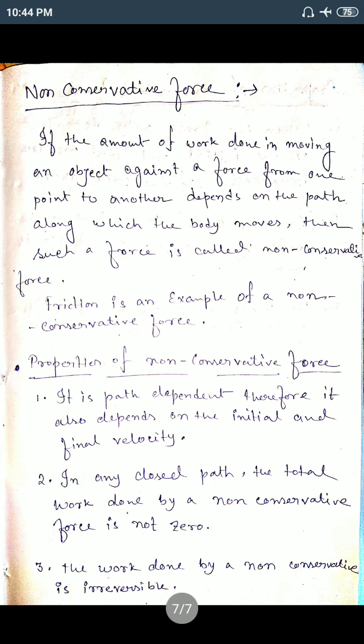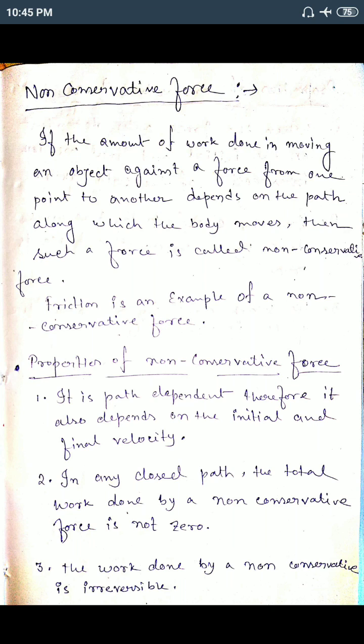Next is the non-conservative force. A non-conservative force is just the opposite of the conservative force. If the amount of work done in moving an object against a force from one point to another depends on the path along which the body moves, then such a force is called a non-conservative force. Our best example is friction. Friction is an example of a non-conservative force.